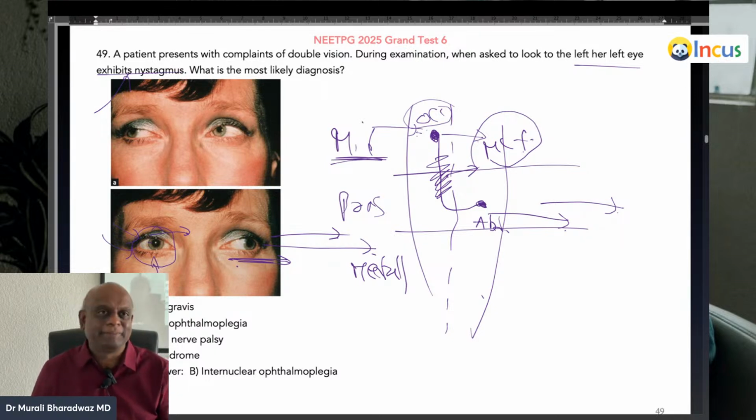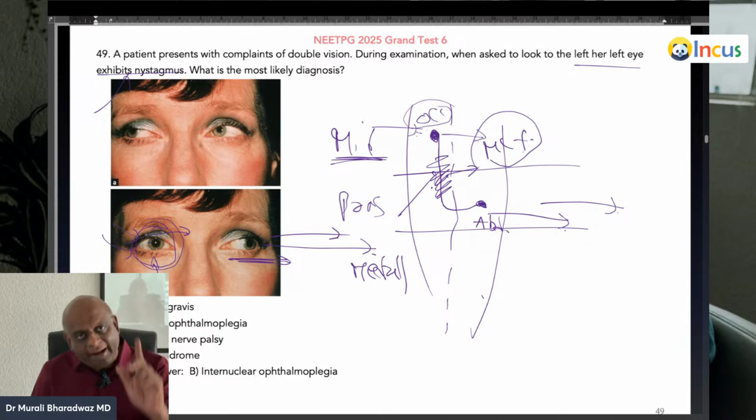But in this, which side is the medial longitudinal fasciculus abnormal? The side where the adductor lag is there, that side MLF is the one which is abnormal. Clear? When you say right internuclear ophthalmoplegia, right MLF is abnormal and right adductor lag will be there.